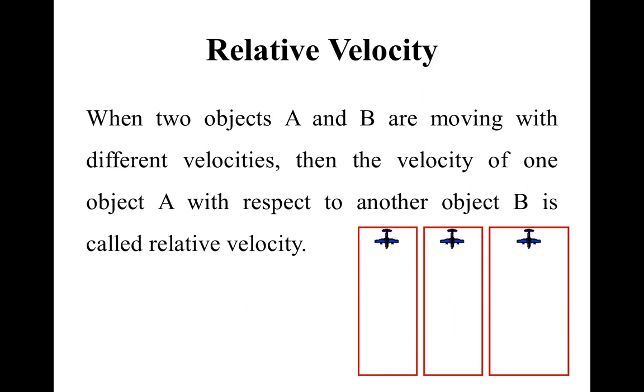So you can depict this in the picture here. You can see that one of the planes is moving faster when compared to the other. So how do I define the velocity of one plane? It is with respect to the other. I'm comparing it with the other thing, and that is called the relative velocity.